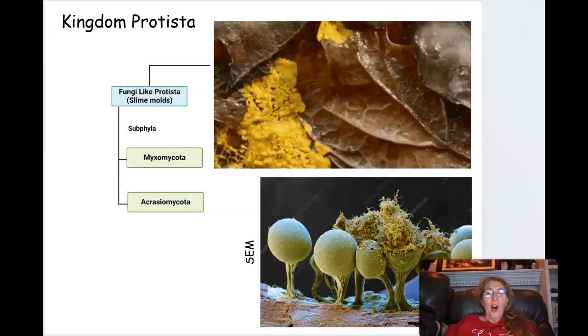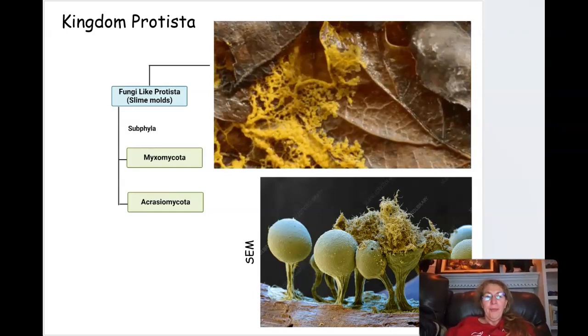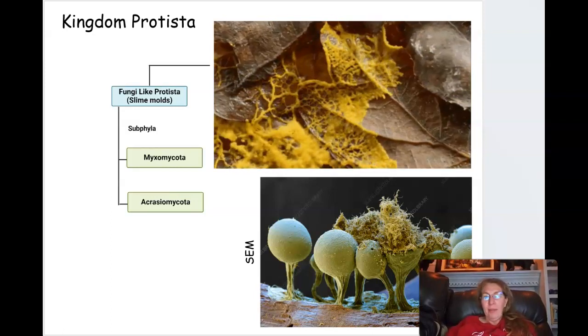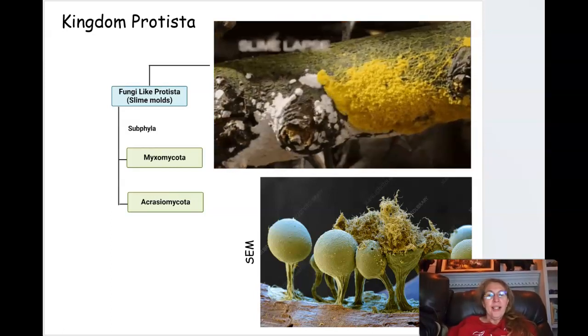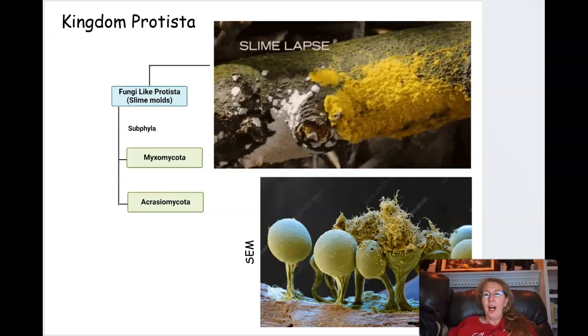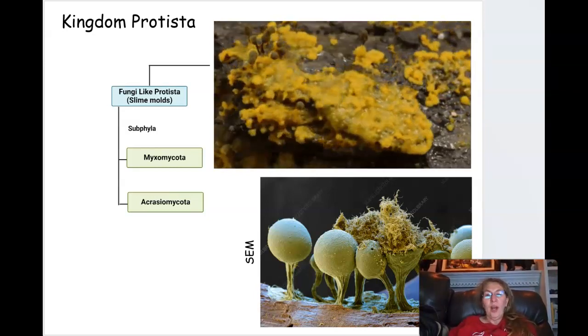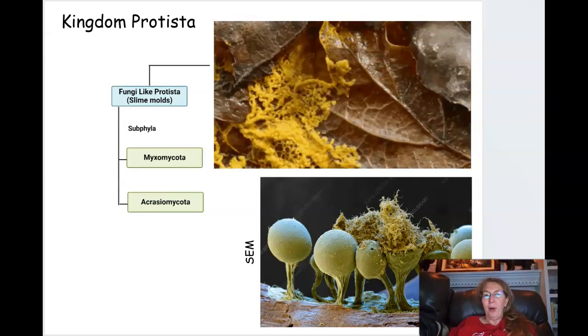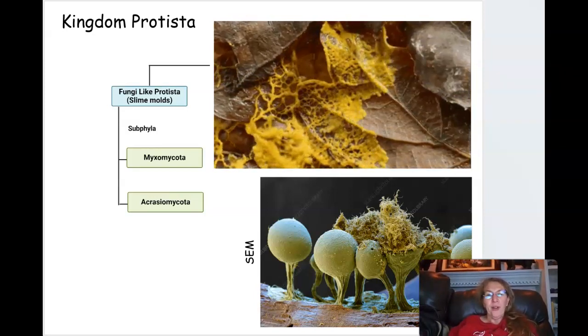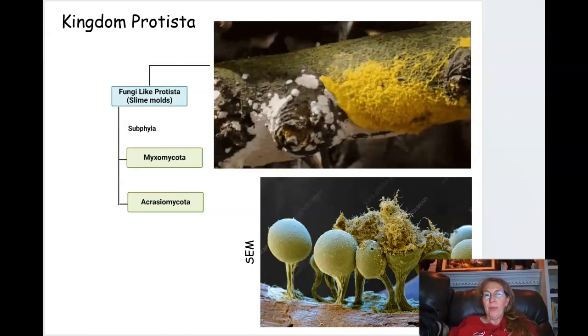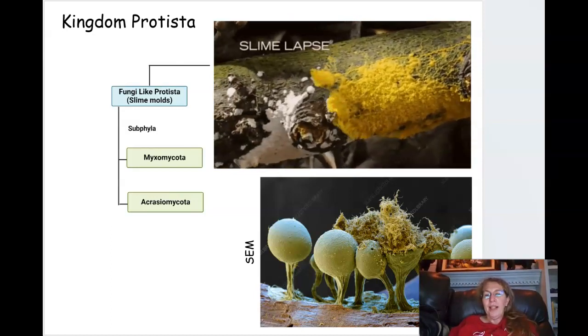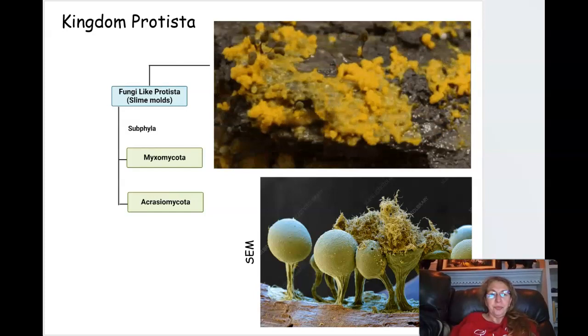So the first one are the fungi-like Protista, and they include slime molds. And so you can see a time-lapse photograph on the top of a slime mold embarking across the surface of leaves and bark. The bottom picture is a scanning electron microscope picture of fruiting bodies of a slime mold.